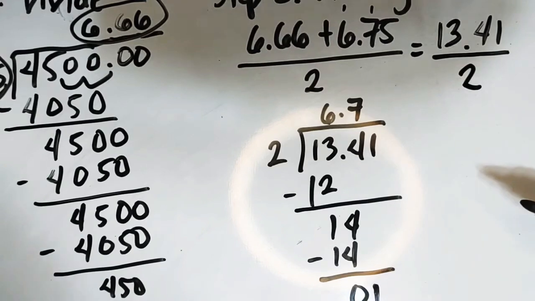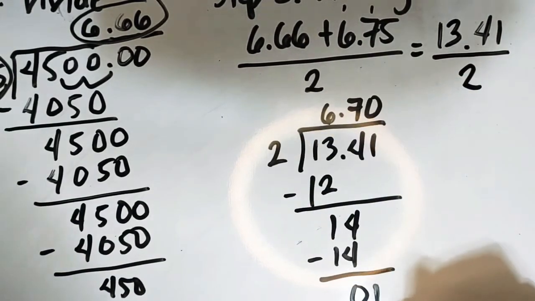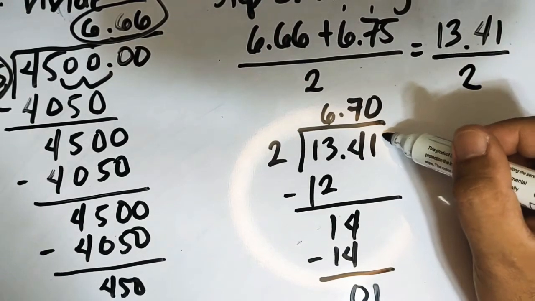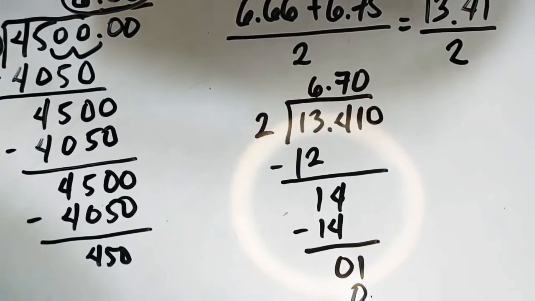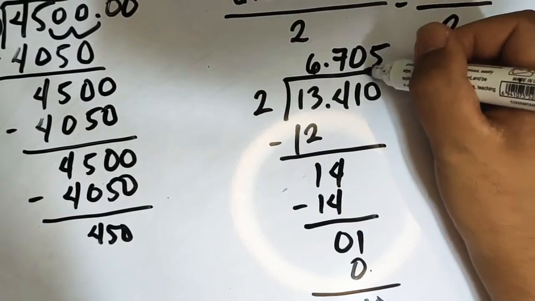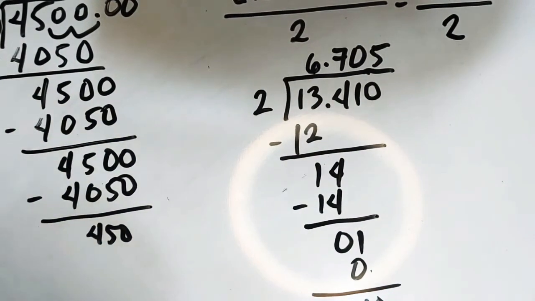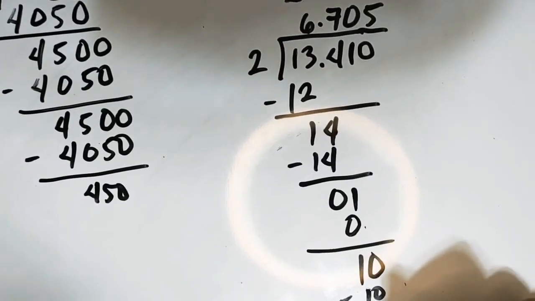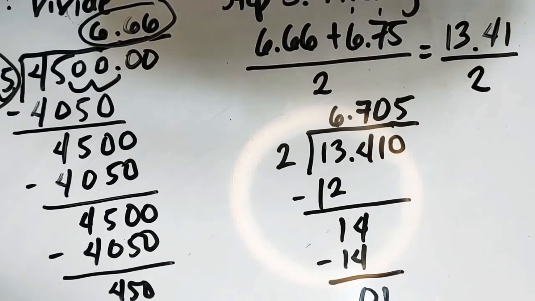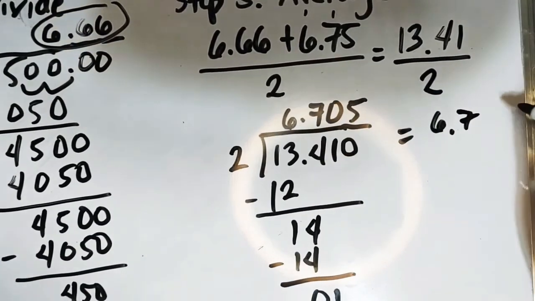1 divided by 2 is 0. Okay, so we have 0 times 2 is 0. So we have 1. So we will add 0 dito. Magdagdag tayo ng 0. So we have now 10 divided by 2 is equal to 5. And 5 times 2 is equal to 10. So 10 minus 10 is 0. Okay? So we have the average 6.705.